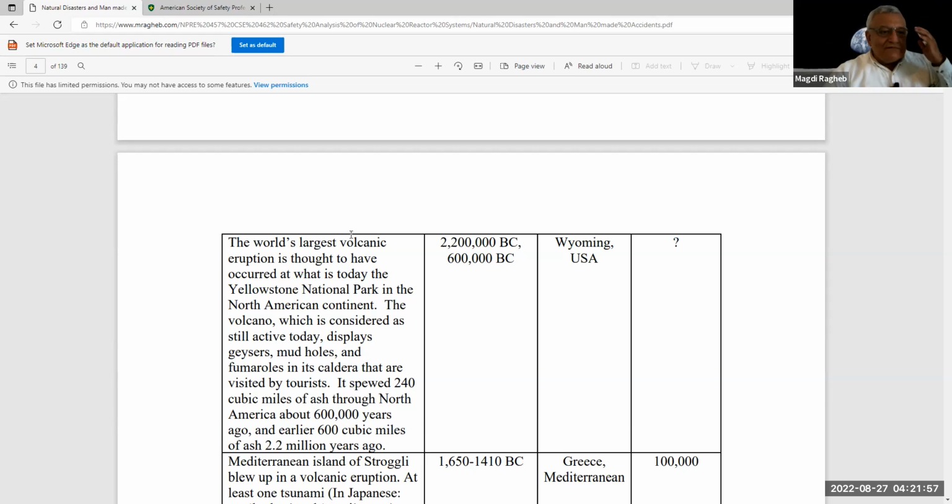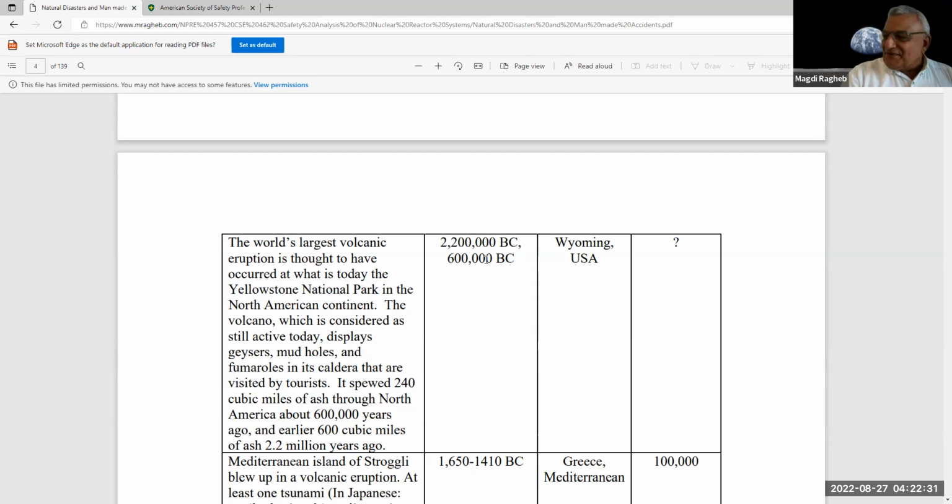The largest volcanic eruption to our best knowledge really happened there at Yellowstone National Park in the North American continent. It happened in the state of Wyoming in the United States. There were two large eruptions, 2.2 million years BC, where BC stands for before Christ, and another eruption at 600,000 BC. We are still at a great risk of that volcano erupting again.